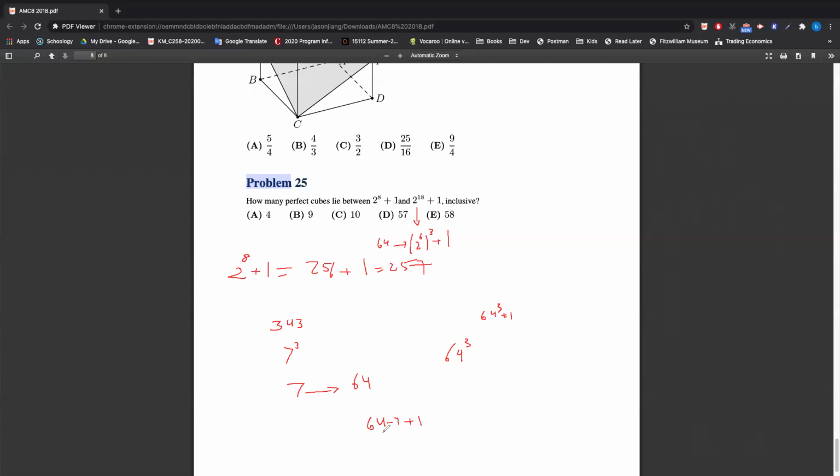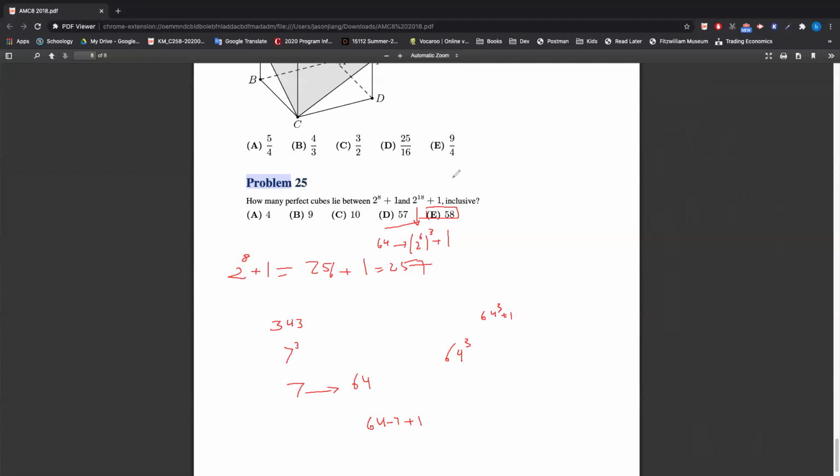So that would be 57, 58. And you just have to add 1 because we're including the numbers on both sides. And you can see they put 57 to trick you in case you forget the plus 1.